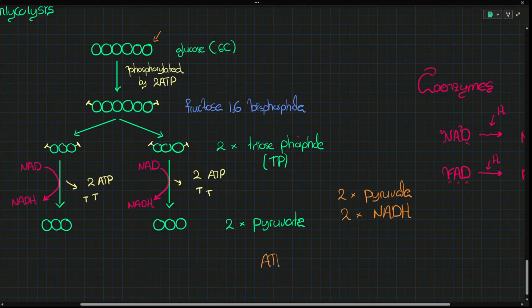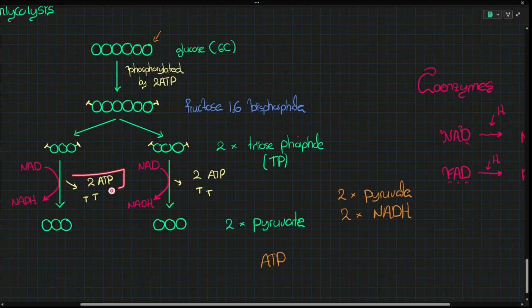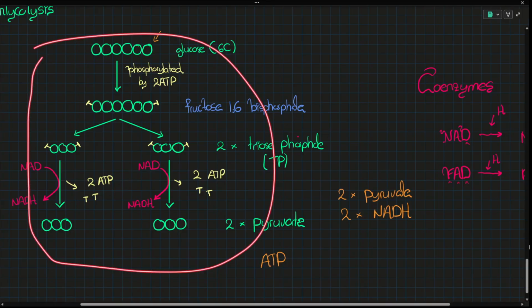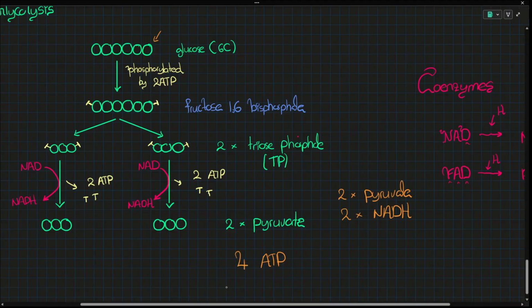Now it's a little funny here. How many ATP have we actually produced? Here we get 2 ATP out of it. Here we also get 2 ATP out of this. So if we're considering this entire reaction, how many ATP have we produced? We have produced 4 ATP.